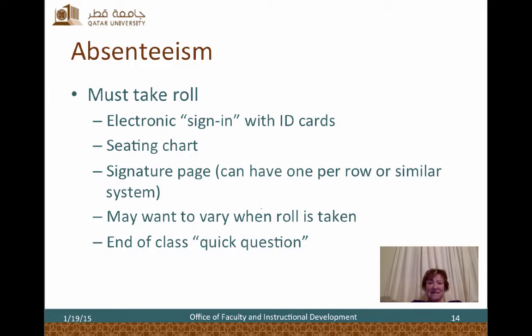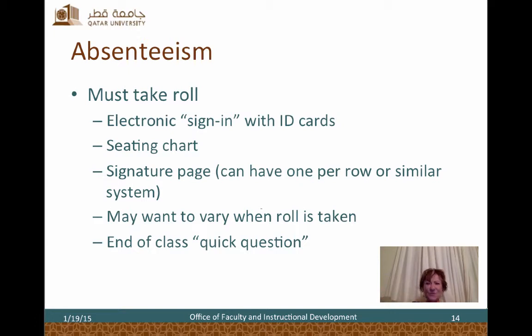Now we're going to talk about absenteeism. You must take roll in a large class. It's more important in a large class than in a small class because you must know who's absent. Some quick ways to take roll: electronic sign-ins. I know KU has the capability to use electronic sign-ins with their ID cards. Again, you can use a seating chart and just mark the empty chairs and write the names down after class.